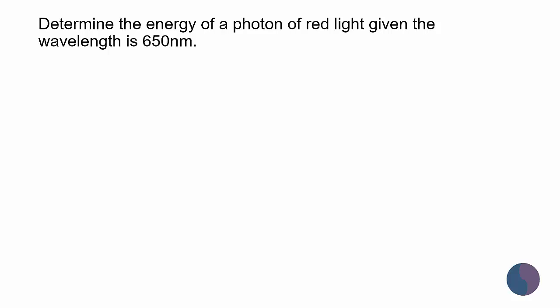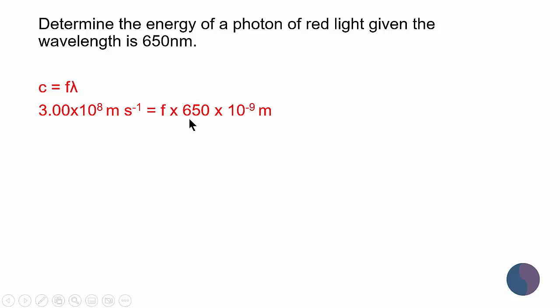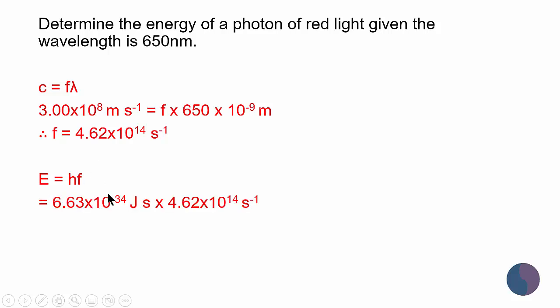Determine the energy of a photon of red light given the wavelength is 650 nanometers. If you go to your data booklet, you'll know you've got c and you've got the wavelength, so you can get the frequency. Then you'll be able to do the energy. So speed of light from your data booklet, and the wavelength from the question. You get this as the frequency, which is a very large frequency, a lot of cycles per second because it's a tiny, tiny wavelength. Then the energy is just subbing those values in, Planck's constant and the frequency, and it's a very, very tiny amount of energy for just one photon.